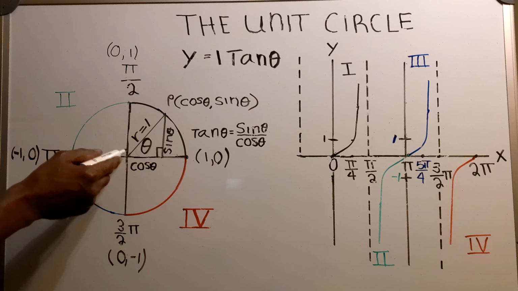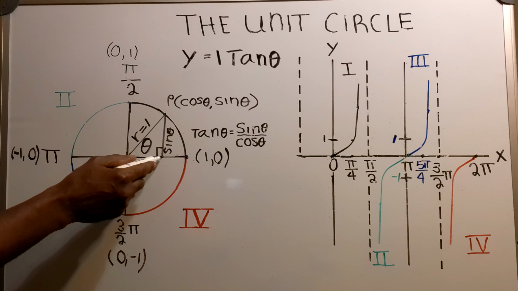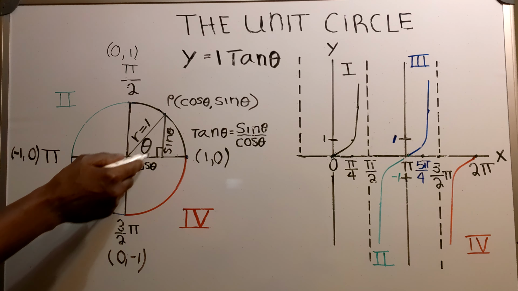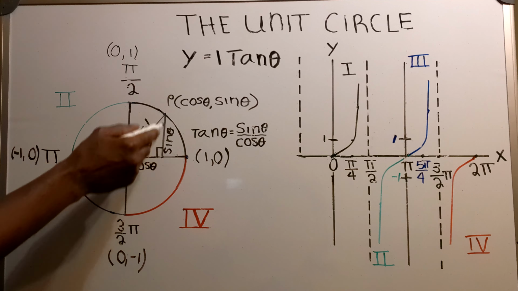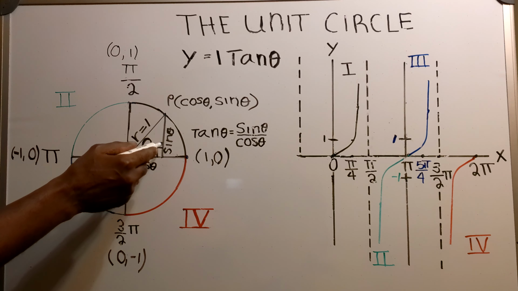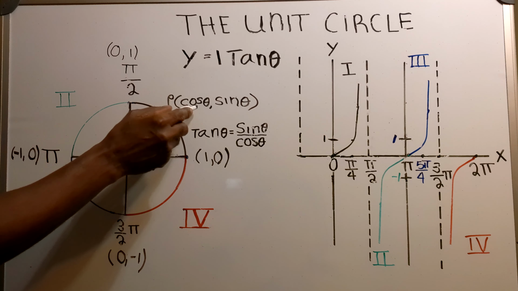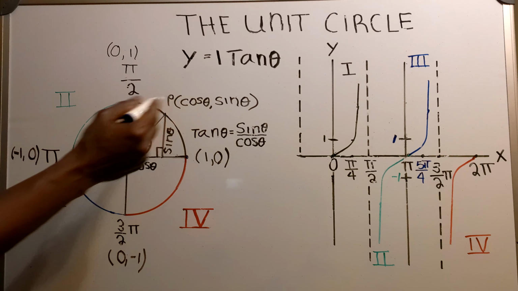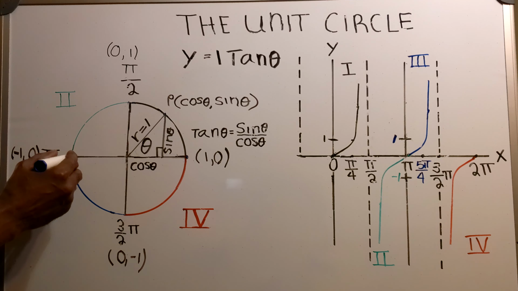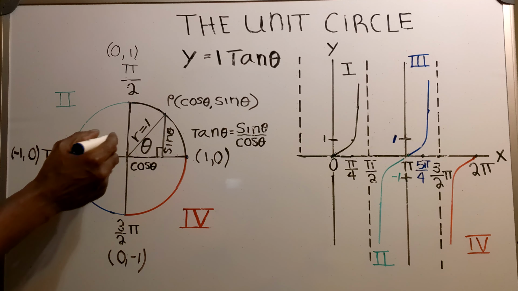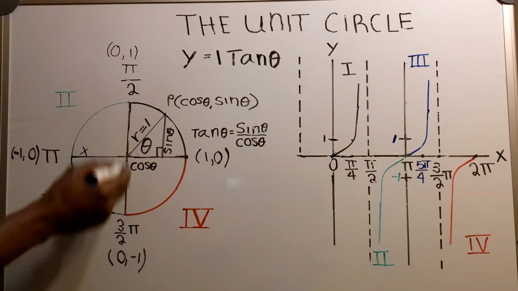I've got this right triangle here, and the bottom length of the right triangle is cosine, and the vertical side of the right triangle is sine. That's why the point P is cosine and sine. You can consider this line the x-axis and this vertical line the y-axis.